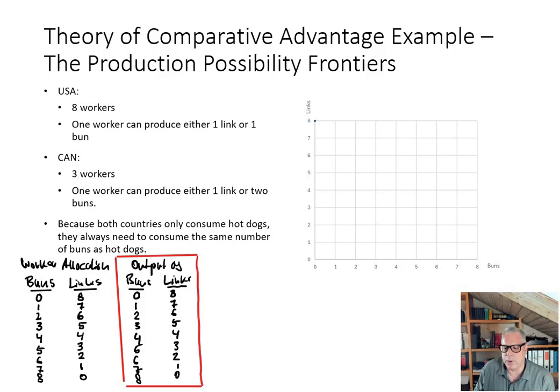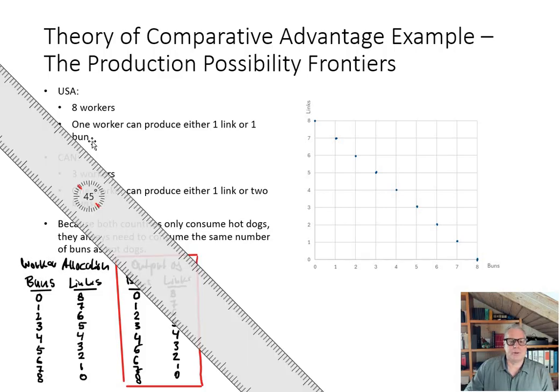Or I can do 1 and 7, or 2 and 6, or 3 and 5, 4 and 4, 5 and 3, or 6 and 2, and 7 and 1, or 8. So this table here, I just converted into a production possibility frontier for the United States.